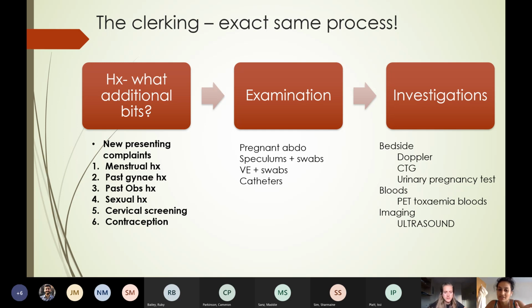In terms of the examination, what kind of things do you want to examine a pregnant person with? What kind of examinations do you want to do? The usual ones, yeah, plus speculums, yeah. Abdo exams, specifically a pregnant abdomen one, yep. A vaginal exam.